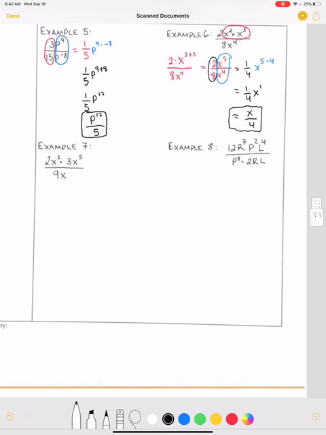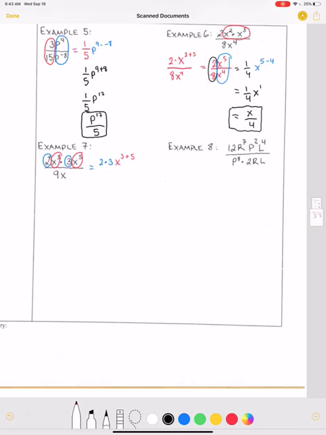Okay, example 7. I have 2 times x to the 3rd times 3x to the power of 5. I have two numbers in the numerator. I have 2 and 3. So I'm going to go ahead and put those together, 2 times 3. And then I also have x to the 3rd times x to the 5th. So I'm going to have a base of x in the numerator, and my exponents are 3 and 5. Again, because I'm multiplying like bases, I'm going to add my exponents.